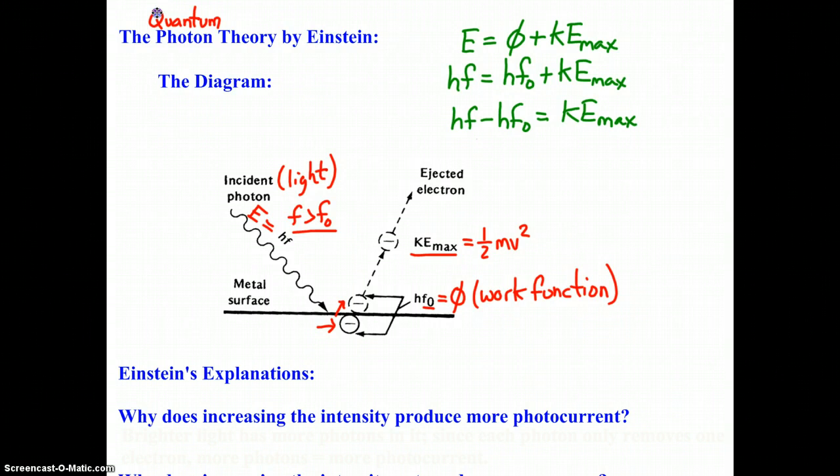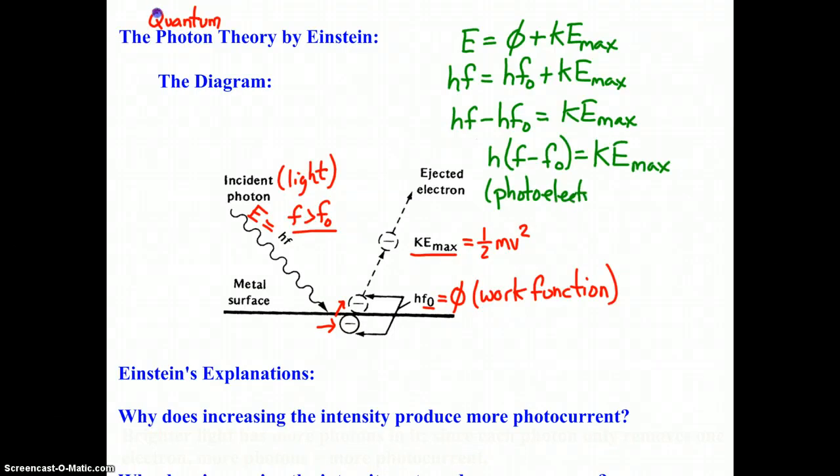And then if we distribute out the h, Planck's constant, that would be h times the quantity f minus f0 equals KE max. This is what is often used for the expression of what is called the photoelectric equation. I would encourage you to add this equation to your reference table. Okay?